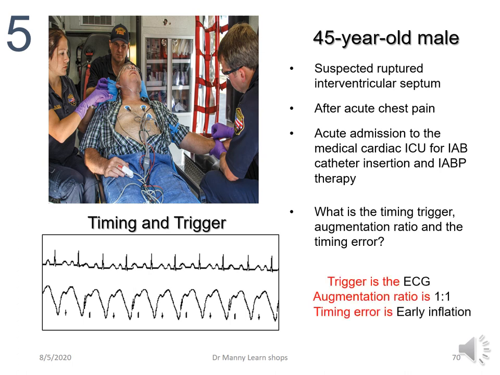The trigger again is the ECG. The augmentation ratio is 1:1, inflation and deflation for each ECG complex. And the timing error is inflation is too early. This is dangerous. You're increasing afterload in someone who's already got a sick heart.